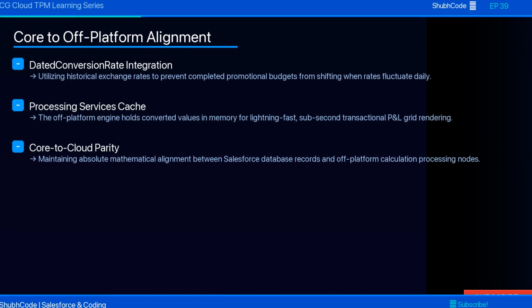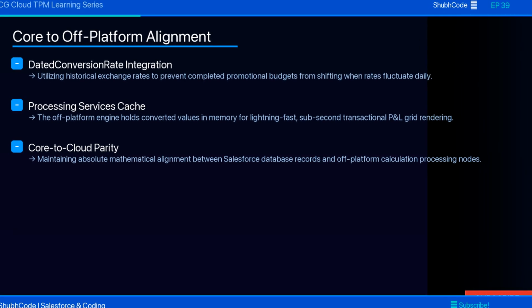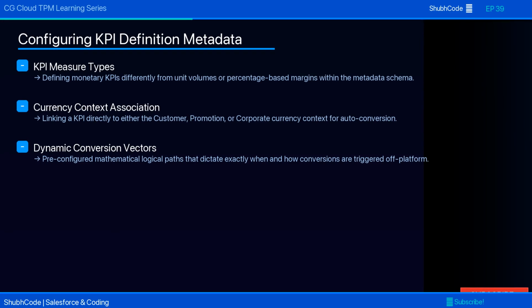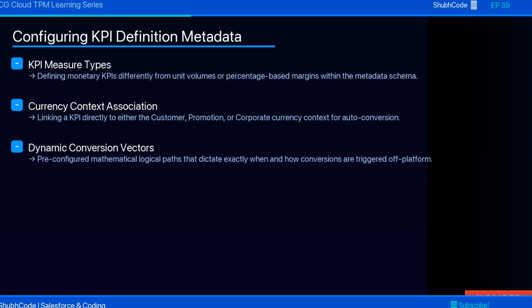Now, let's talk about the integration bridge between Salesforce Core and the off-platform processing services. Salesforce Core uses native advanced multi-currency, but the off-platform KPI calculation engine needs to know these conversion rates in real time to compute complex P&L grids. When a calculation is triggered, TPM synchronizes active exchange rates from the core database directly to the off-platform memory cache. This ensures that when your calculation running on Hyperforce does the math, it uses the exact same rates as your CRM.